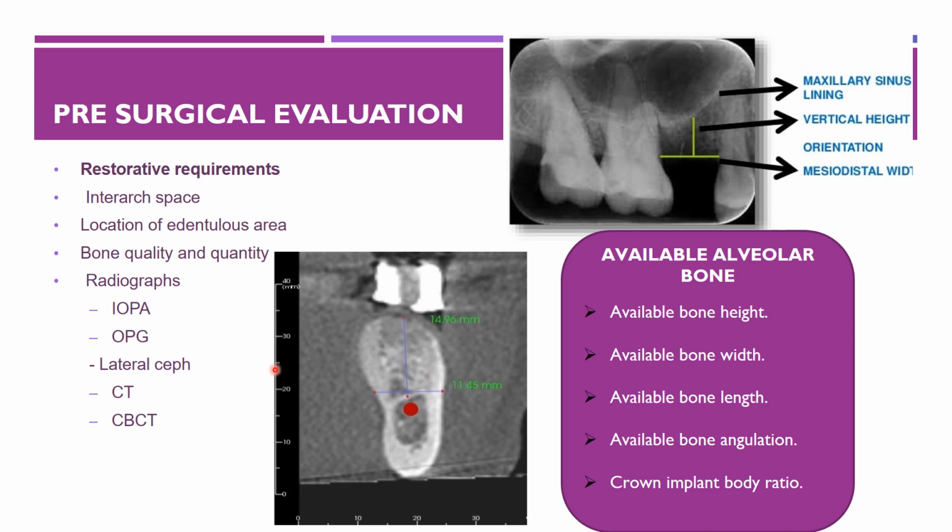And also you have to see the location of the edentulous area, and the bone quality and quantity should be assessed by radiograph: OPG, IOPA, lateral ceph, CT, CBCT. So all of these can help you to find out the proper evaluation of the surgical area. The bone quality is very important for the placement of implants. There is available bone height, available bone width, available bone length, available bone angulation, and the crown implant body ratio.